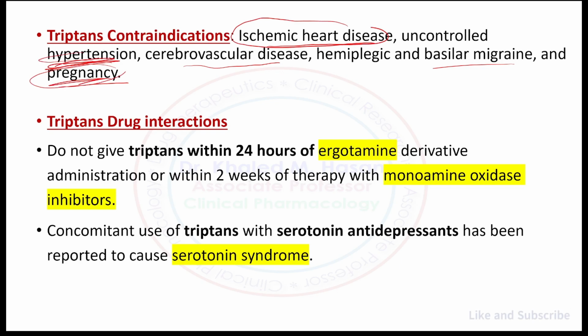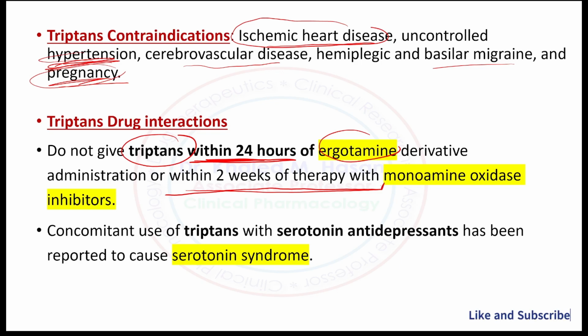Drug interaction: we don't recommend using triptan and ergotamine with overlap within 24 hours. In other words, if you decide to switch the patient from ergotamine to a triptan, you need a 24-hour washout period. So the patient on ergotamine stops ergotamine for 24 hours, and after 24 hours you can start a triptan. This medication is also not allowed within 2 weeks of monoamine oxidase inhibitor therapy. If the patient is on a monoamine oxidase inhibitor, we need to stop it, wait for 2 weeks, then start triptan.